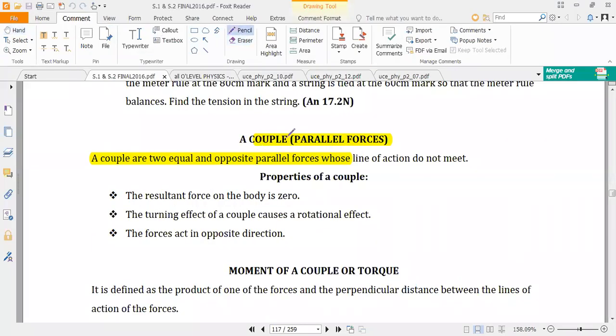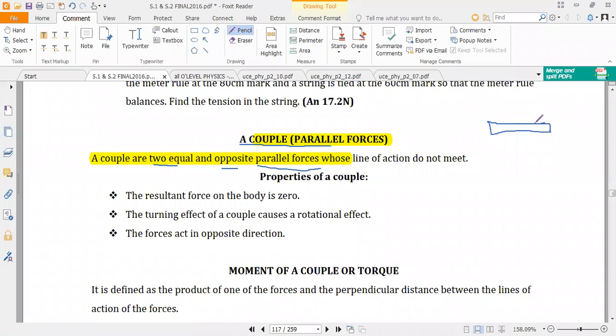So a couple, or what we call parallel forces, refers to two equal and opposite forces which act on 2 points of a body, but they are parallel to one another. It consists of two equal and opposite forces which act on 2 points of a body, but parallel to one another. The best example for this is the head of a tap.